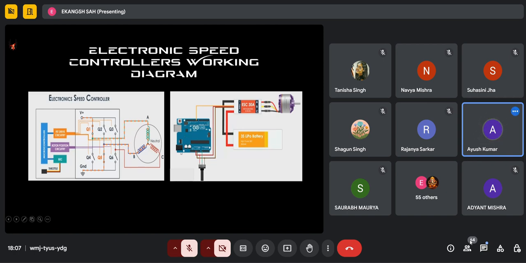Then at the bottom there is a small potentiometer. So together with this potentiometer, the ESC is used to control the speed of the motor. Next slide.